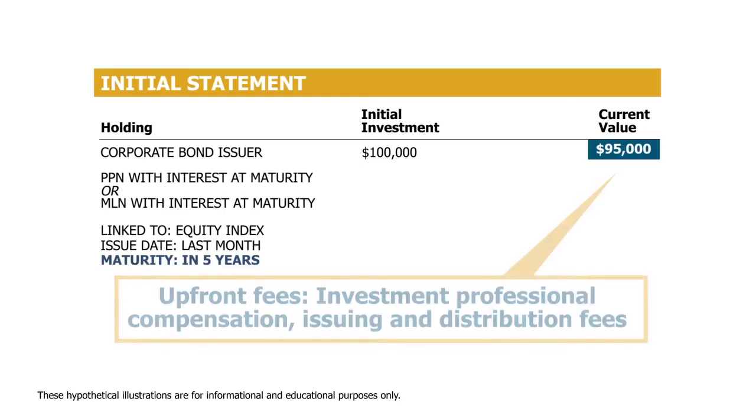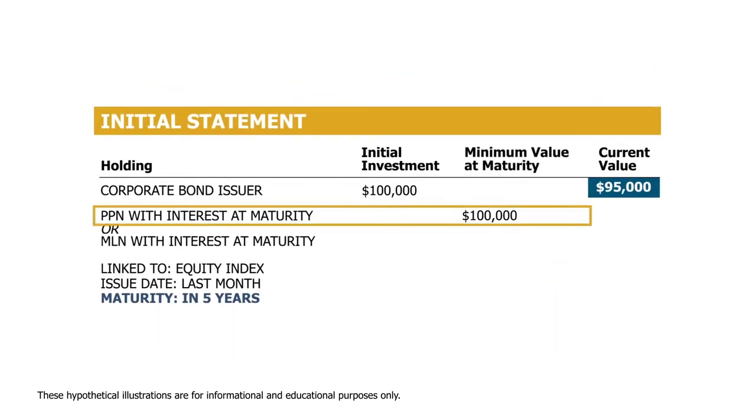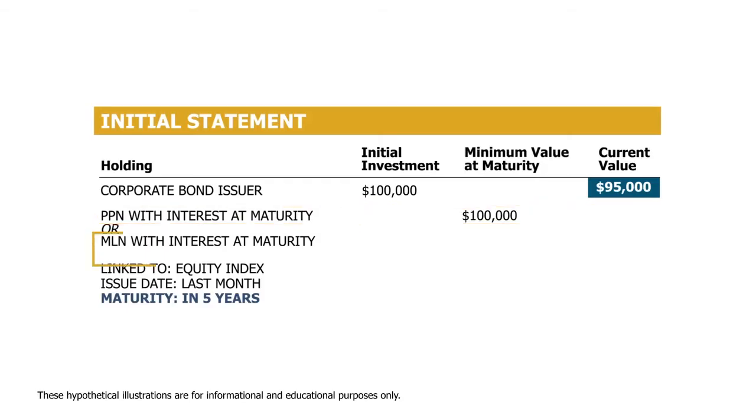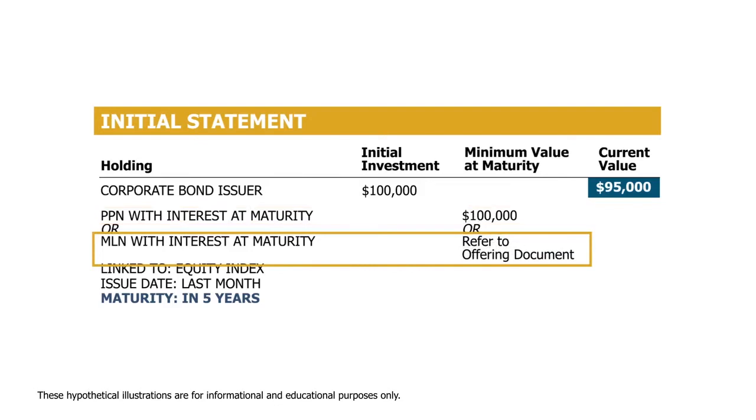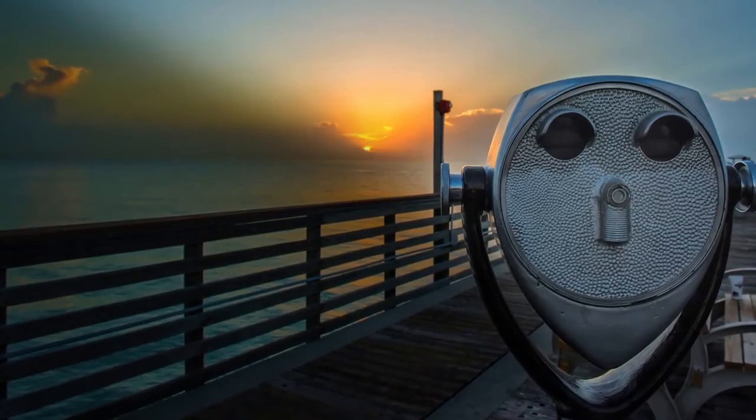If the underlying asset has a negative return at maturity, a principal-protected note will return the full principal amount, subject to the credit risk of the issuer. In this example, that means your minimum value at maturity will still be $100,000. With market-linked notes, some of your principal may be protected against losses at maturity, but some or all of your principal could be at risk depending on the terms of the offering or if the issuer defaults on its payment obligations. Now let's look at two scenarios halfway through the life of that same 5-year market-linked note.